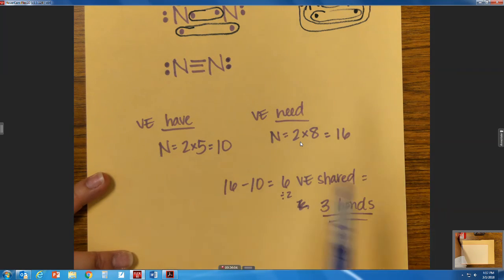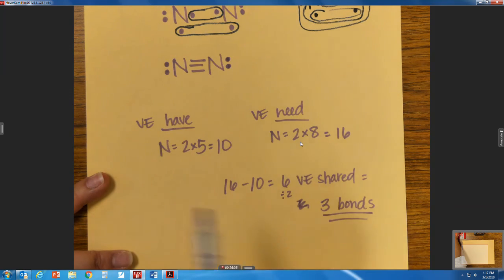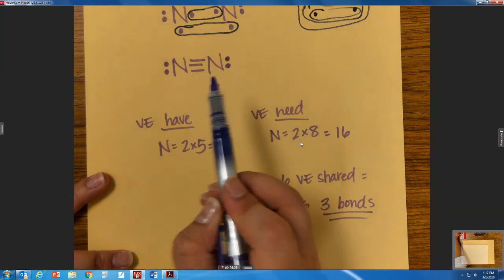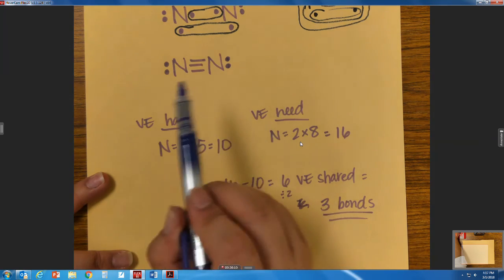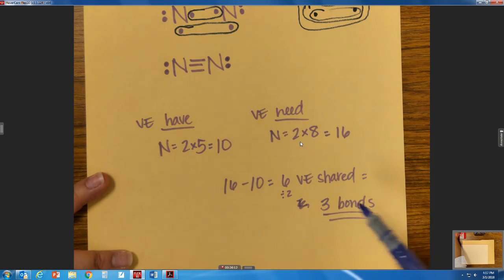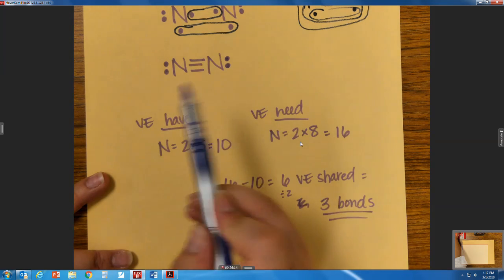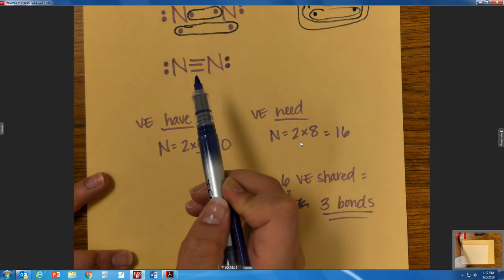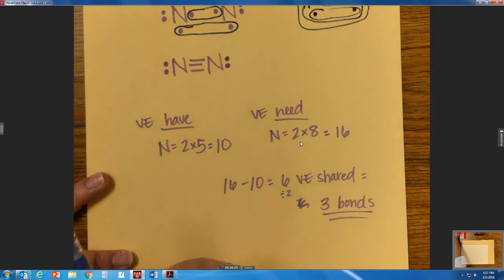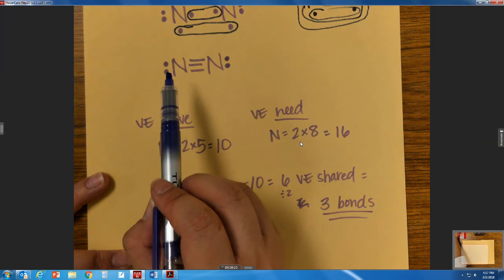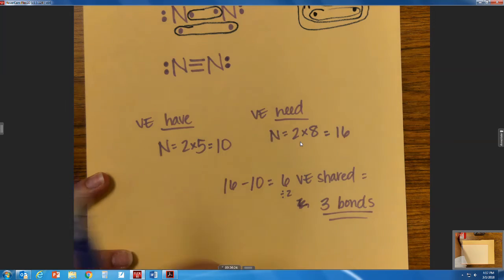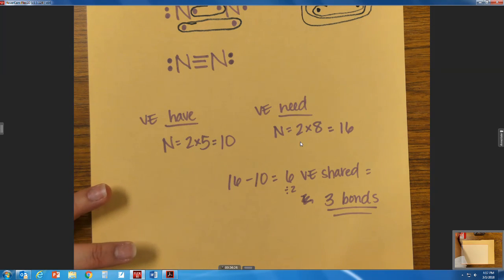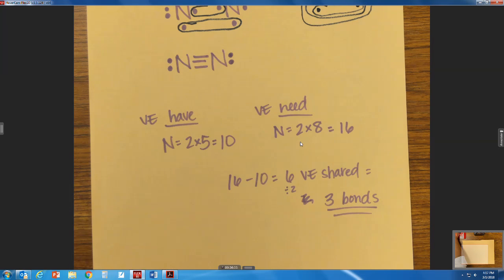So this is the only way that doing the math way could be easy when you only have 2 atoms or 2 elements. You don't really have a central element, so you know that those 3 bonds are going to be shared between these 2 nitrogens, and then you would have 2 lone pairs. Okay, so that concludes our notes for today, or our sample problems.